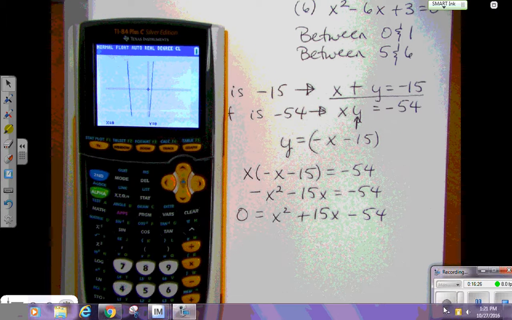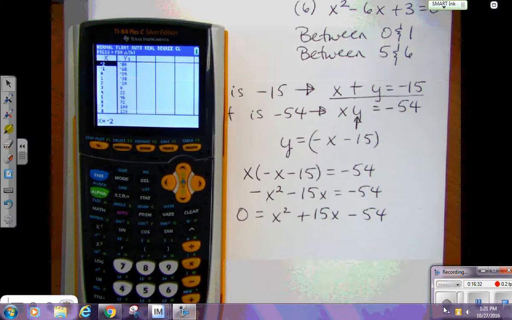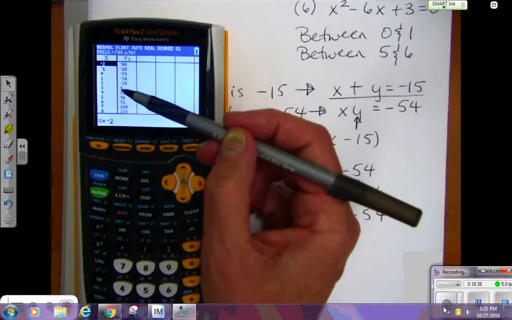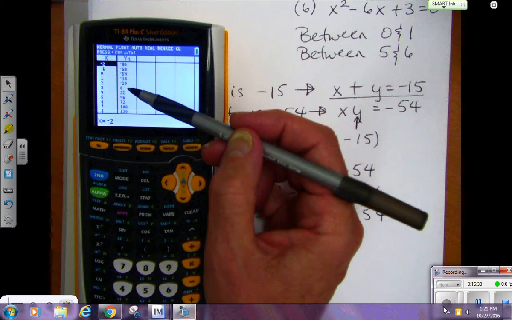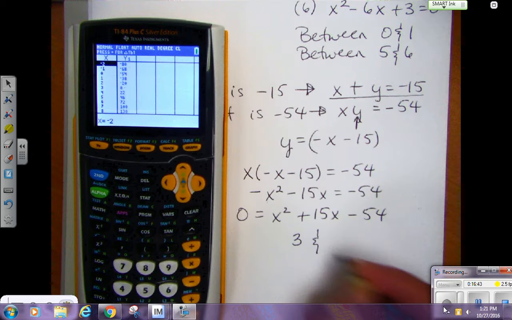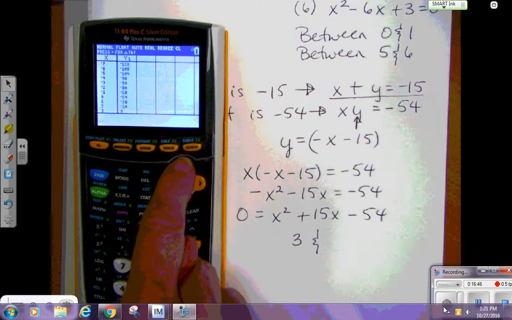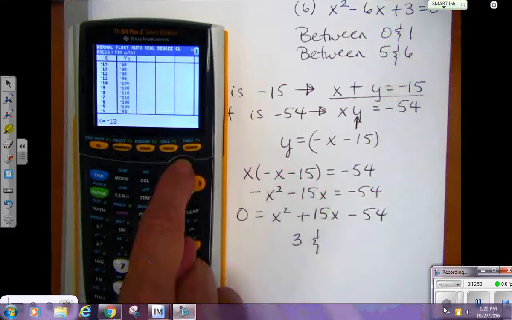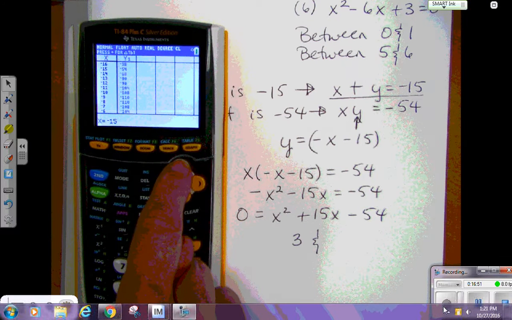Okay, so here's one value where y is 0. So you got x is 3. And let's go to the big negative numbers for x, because that was where the other one was that I saw. And here's my other 0 for y, where x is negative 18. So that would be your other number. And that's your answer.